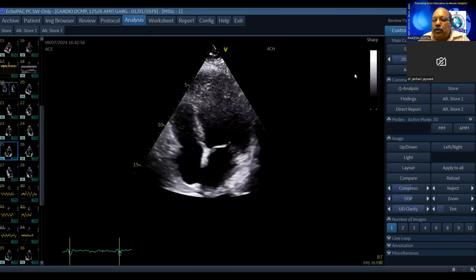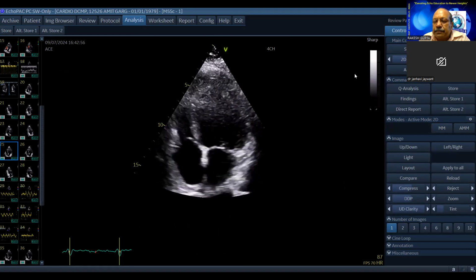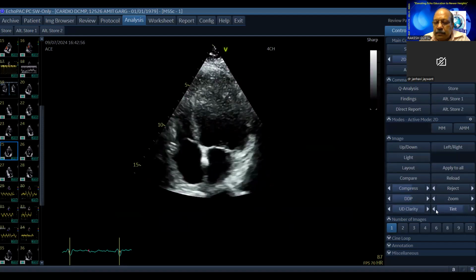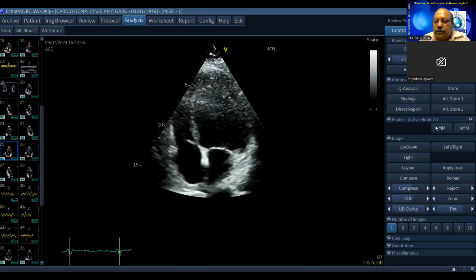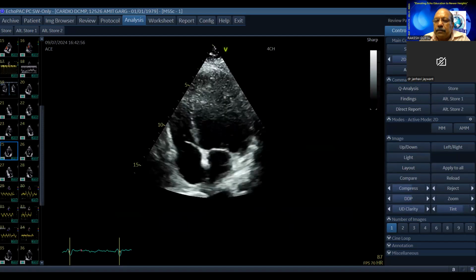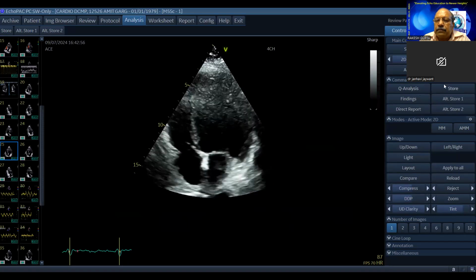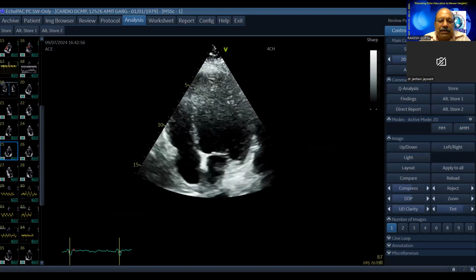I will change the colors for you. Let me just try to change the colors for better visualization. So what is abnormal in this patient? Let me increase the gains. I think there'll be a better answer.